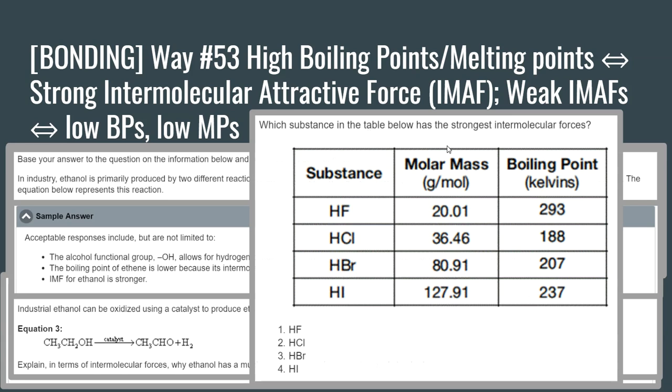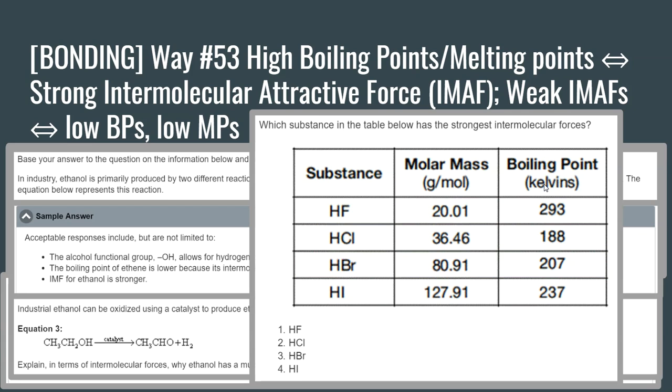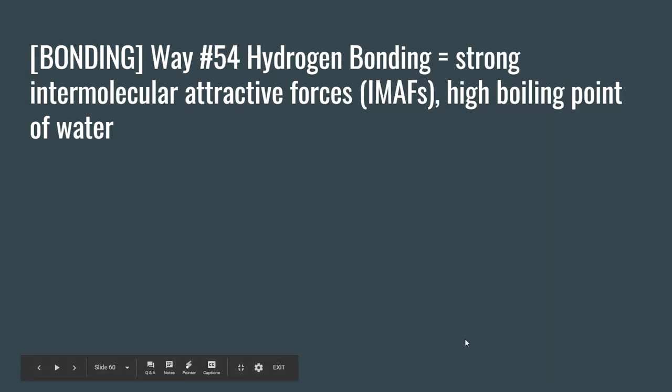Which substance in the table below has the strongest intermolecular forces? Please note that for this table, it gives you 4 substances, their molar mass, as well as their boiling point. Now, you should be able to reason that the higher the boiling point, the stronger the IMAF. So, which substance has the strongest intermolecular forces? Well, it has to be HF because its boiling point is highest among all the 4 substances.